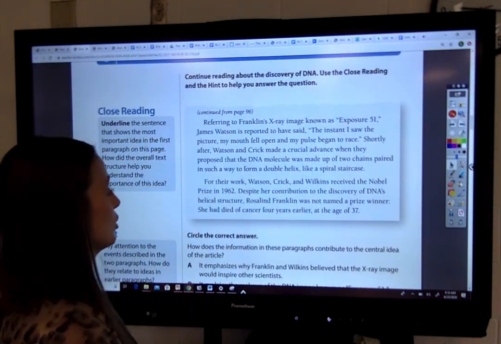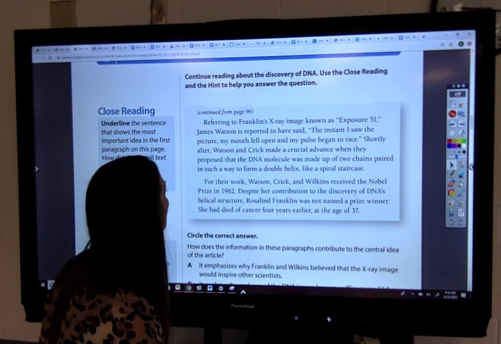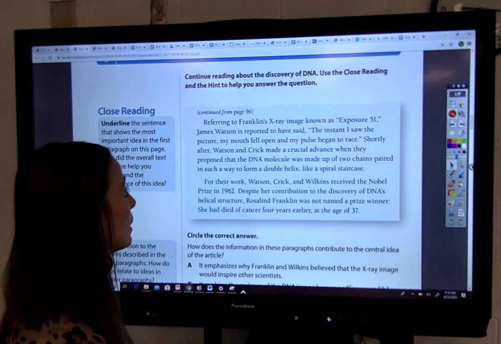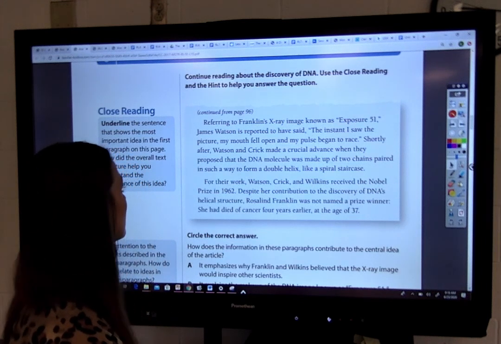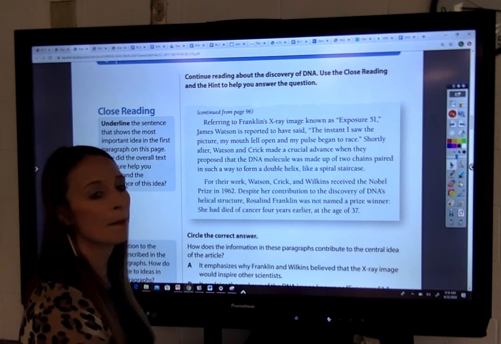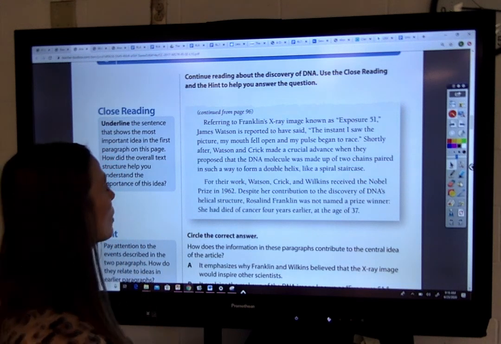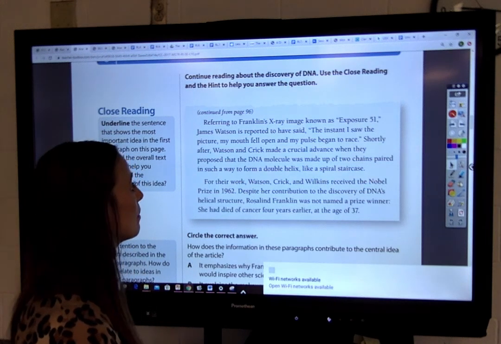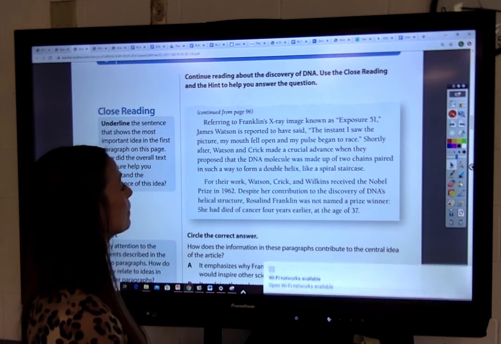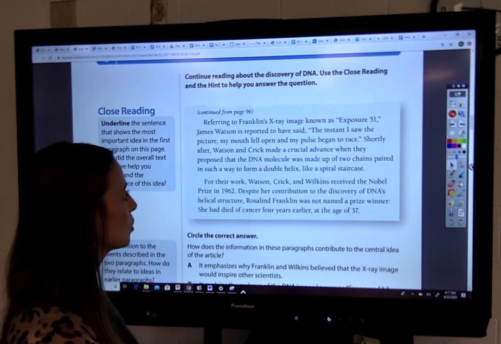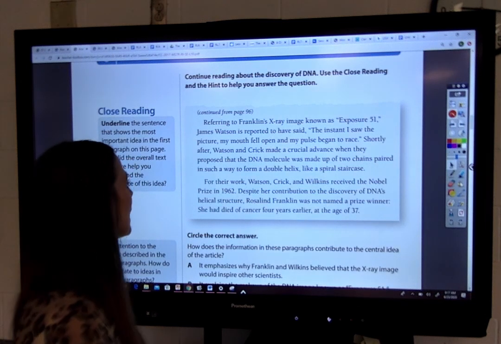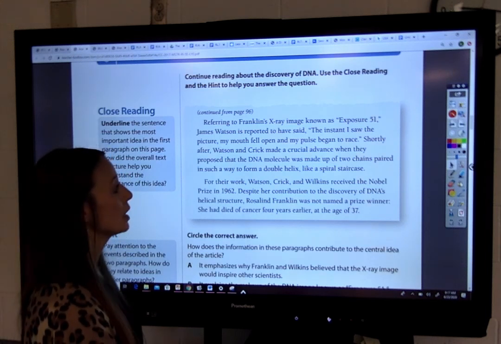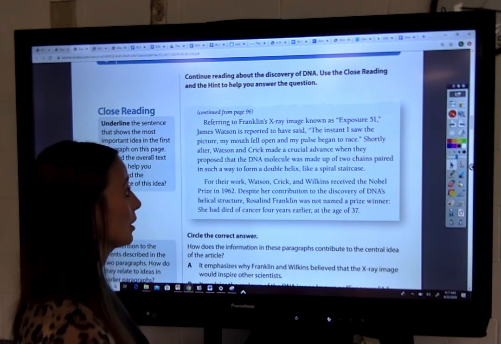Referring to Franklin's X-ray image known as Exposure 51, James Watson is reported to have said, "The instant I saw the picture, my mouth fell open and my pulse began to race." Shortly after, Watson and Crick made a crucial advance when they proposed that the DNA molecule was made up of two chains paired in such a way to form a double helix, like a spiral staircase.